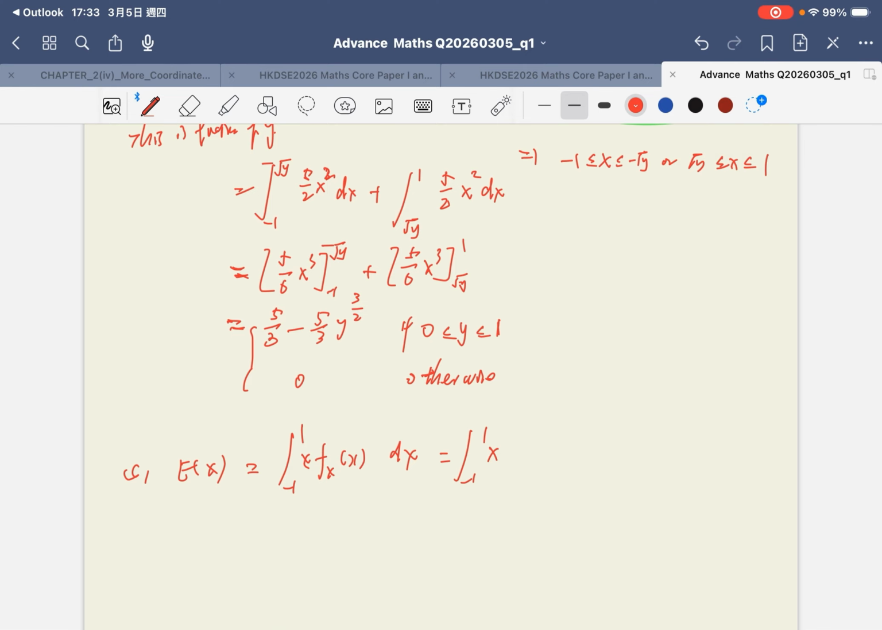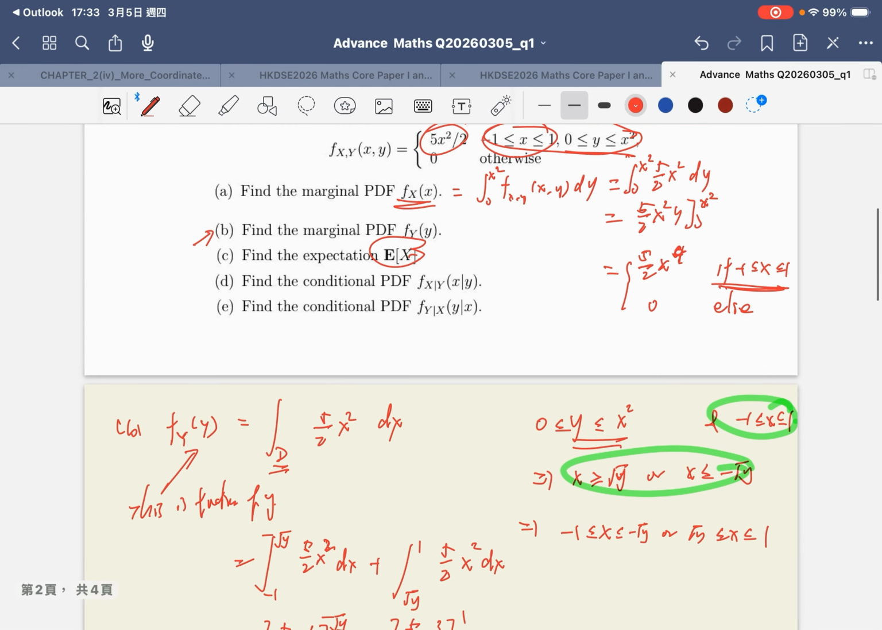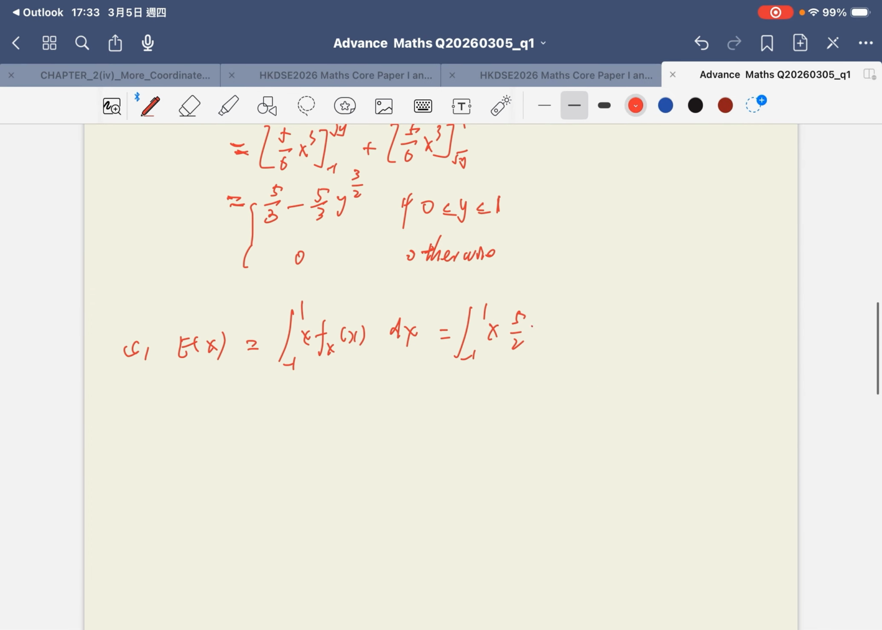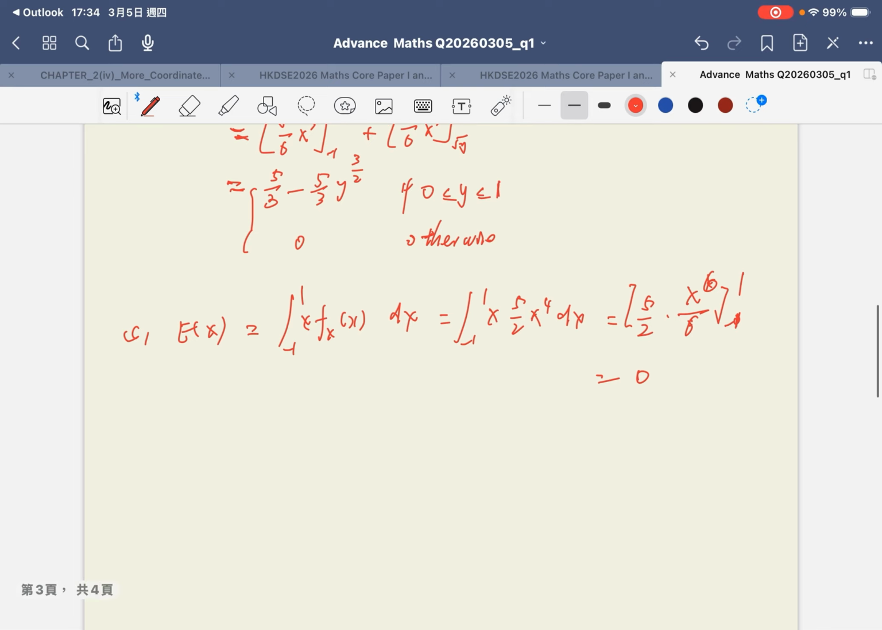-1 to 1 x, the f_X is, let me see, 5 over 2 x to the power 4, dx. Then you can integrate this function easily, over 2, then that is x to the power 6, -1 to 1. And you can get easily that the result is 0. That is so pity.